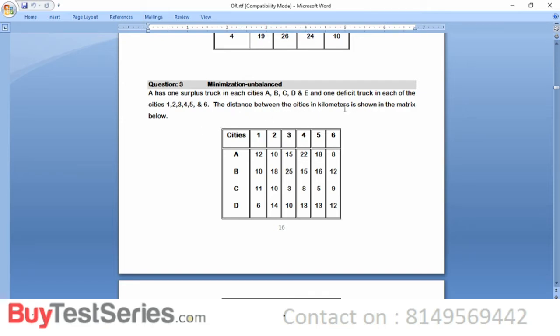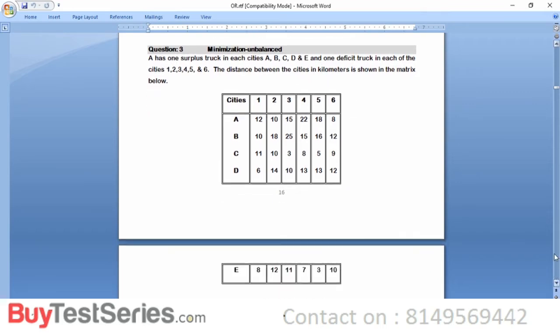So what is a matrix, Nana? Kilometers. So when it's kilometers, obviously will it be a minimization one or a maximization one? Definitely it's going to be minimization, because kilometers will eventually convert into cost. So we would like to reduce the cost or increase the cost? Obviously reduce the cost, and therefore it will be a minimization problem, right?